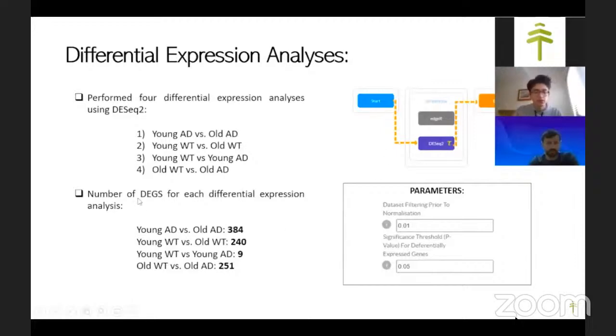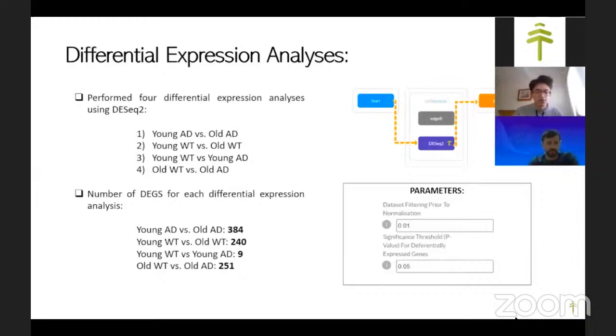And then after performing the differential expression analysis, I selected the differentially expressed genes for each analysis, and I think that this provides us an insight into when the transcriptomic changes, if you could call them that, arise. So you can see that between the young wild type and the young AD, we only have 9 differentially expressed genes. So that really tells us that they are rather similar to each other, and that the physiological differences appear as the mice begin to age.